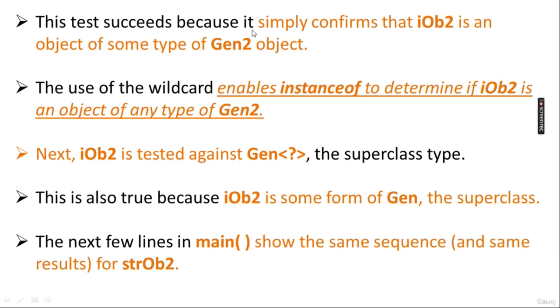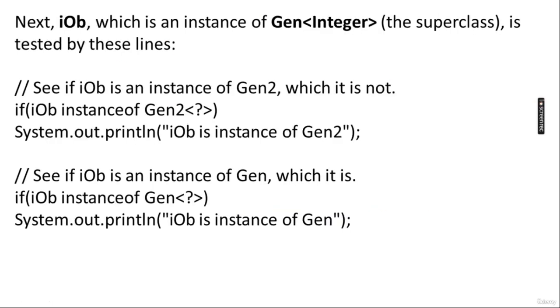Next, iObject2 is tested against Generic<?>, the superclass type. Okay, this is also true because iObject2 extends the Generic class. It is a superclass of the iObject Generic2. The next few lines show the same sequence and same result for the string object2. If iObject instanceof Generic2 and iObject instanceof Generic. Okay.